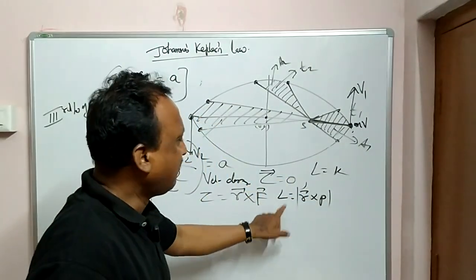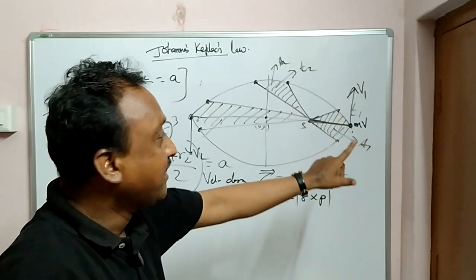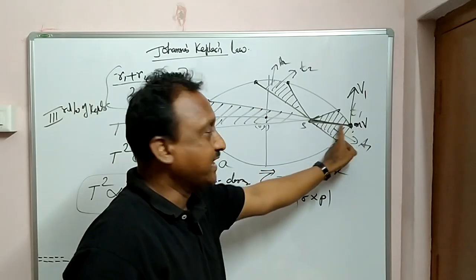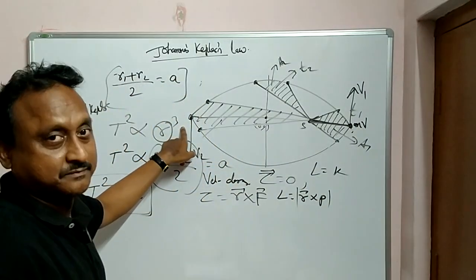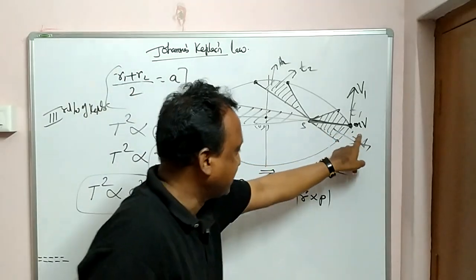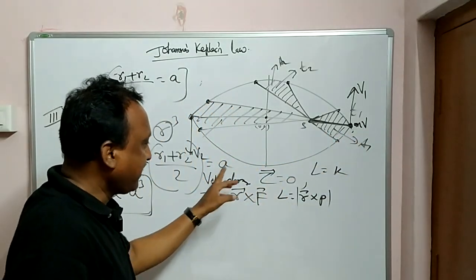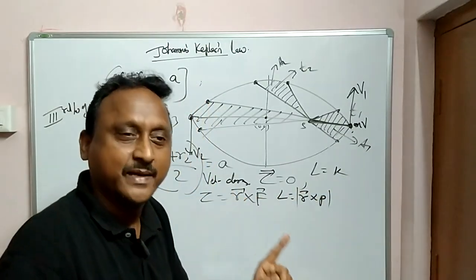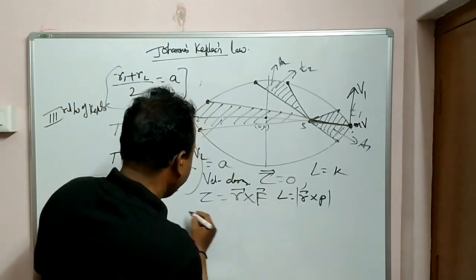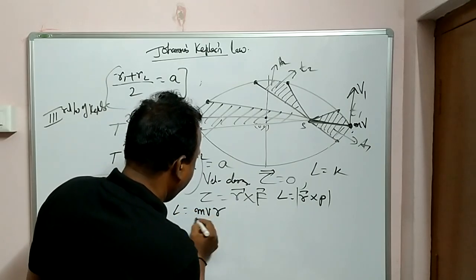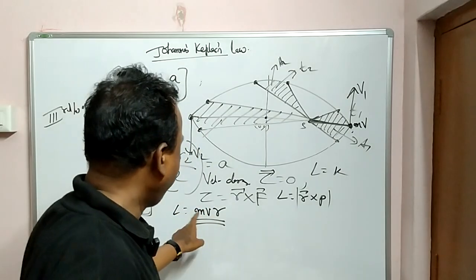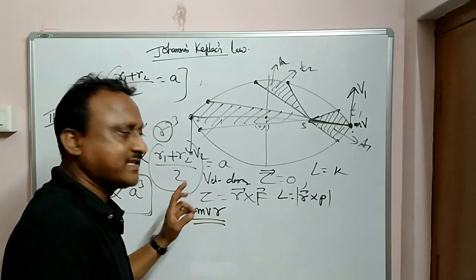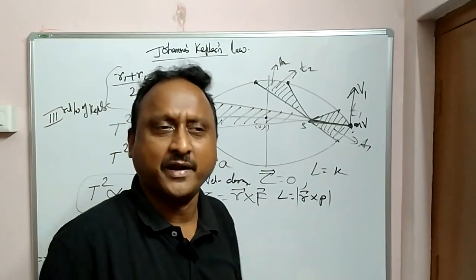What happens to the angular momentum? Does it change? What happens to the torque? The velocity changes when the planet is revolving. The velocity is more when it is nearer to the sun and less when it is away from the sun. So velocity changes. But what happens here? When torque is 0, L is constant. Angular momentum remains constant. L is equal to mvr, the cross product of the radius vector and momentum. This is constant throughout. Angular momentum does not change.